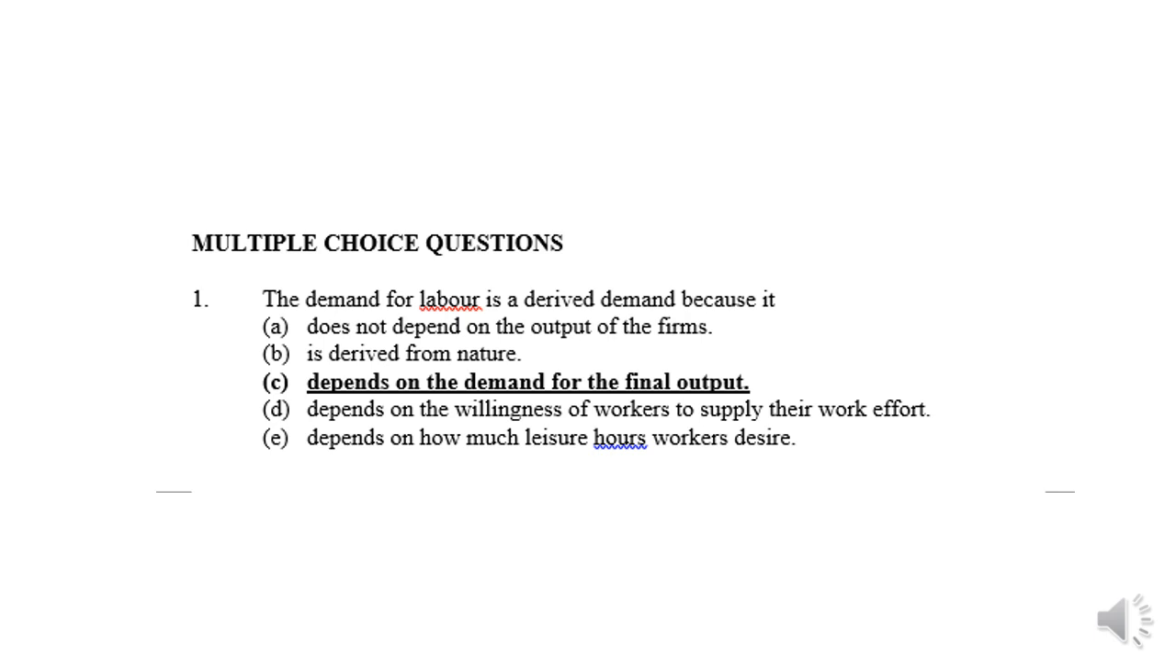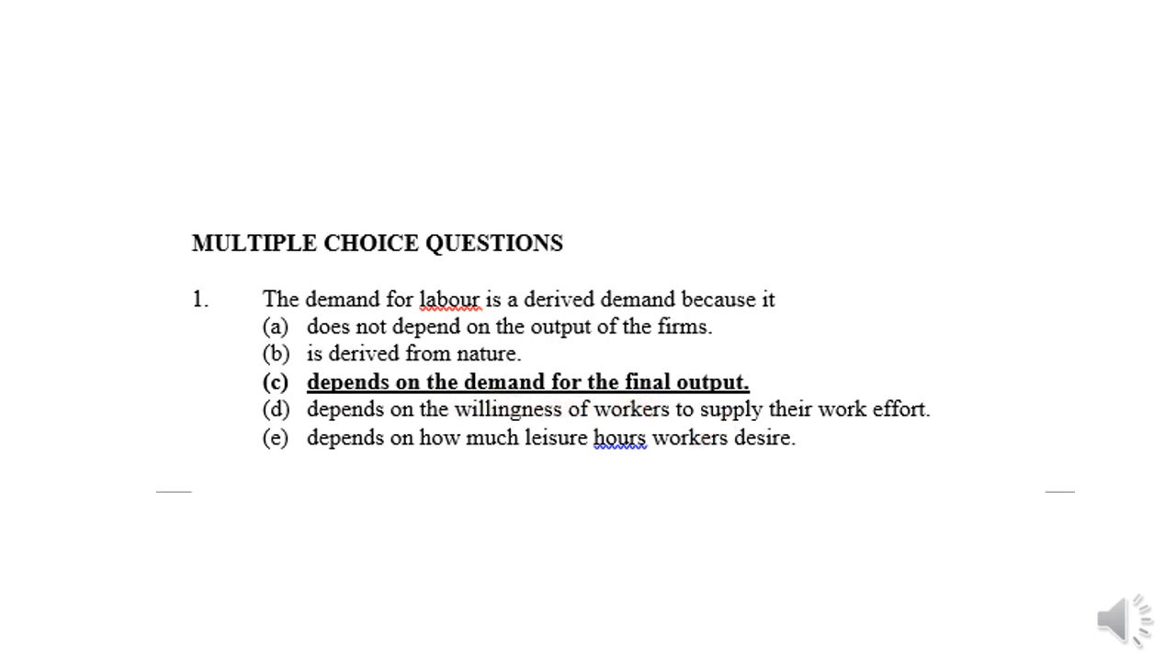All right. So a derived demand means a secondary demand. The primary demand comes from the market demands for the firm's goods. That's why they need the workers to produce those goods. So it's a derived demand. So the answer is C. The demand for labor is a derived demand because it depends on the demand for the final output.